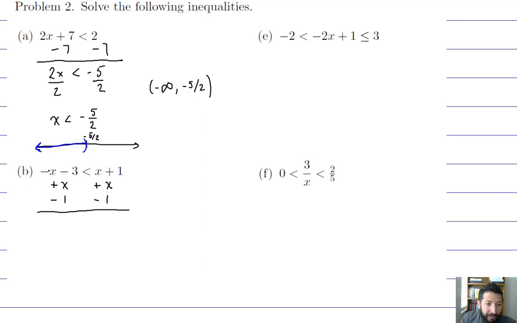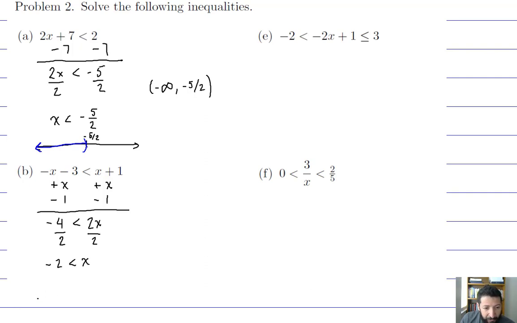So negative x plus x cancels, and I get negative 3 minus 1, which is negative 4. That's going to be less than x plus x, which is 2x. And then the 1 minus 1 canceled. Remember, I'm dividing by a positive number, so I can do that without reversing my inequality sign. I will have a negative to divide here in a second, so you see how that works out. So here I get negative 2 is less than x.